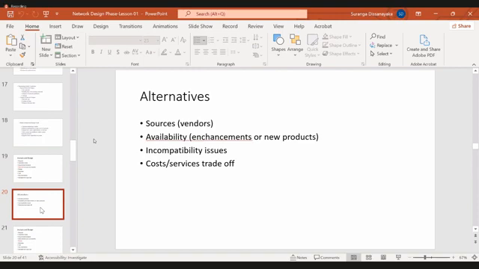the other vendor. So let's say the first vendor is said to be high cost and a cheap product. The second vendor is low cost and a good product. Then we can straightforwardly go for the second vendor. The kind of things we can check are the source and availability, incompatibility issues, and the cost and service trade-off.